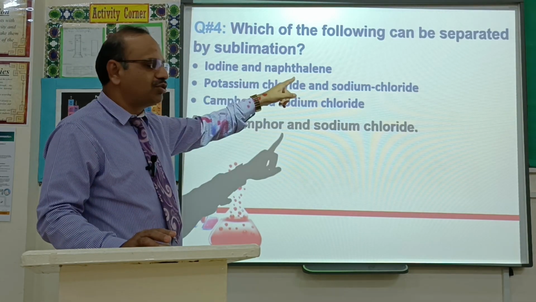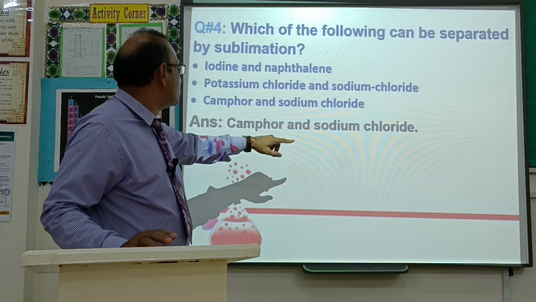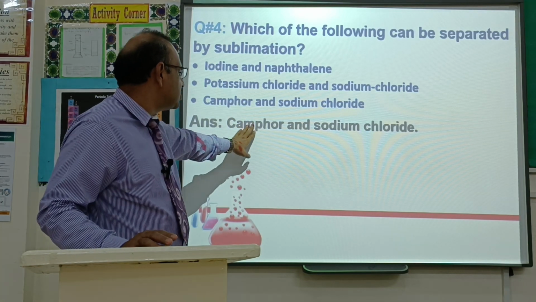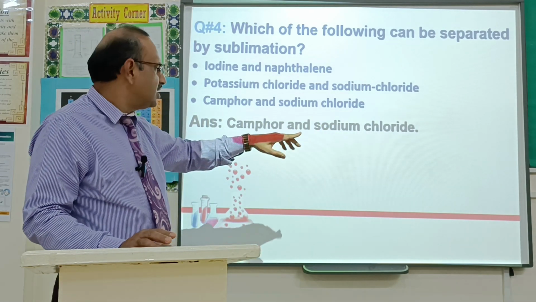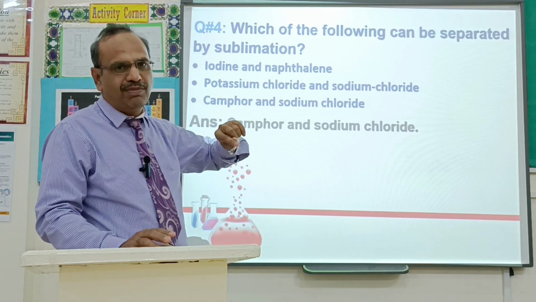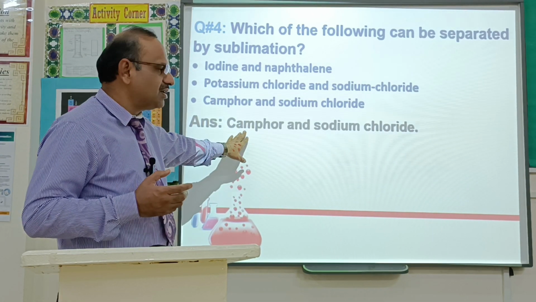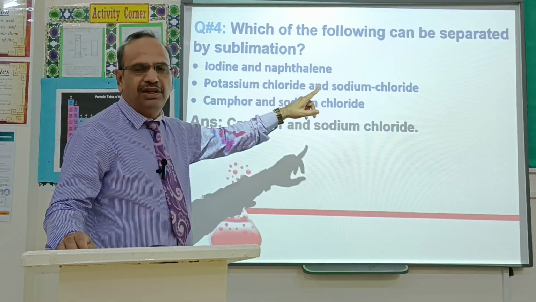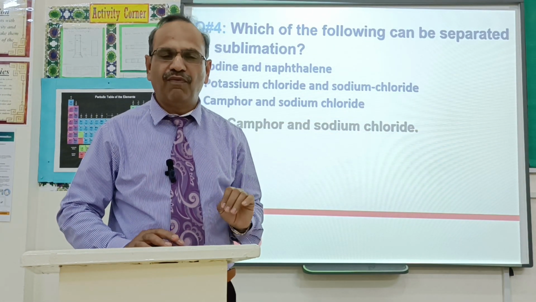Potassium chloride and sodium chloride, no. Camphor and sodium chloride, so they can be separated from one another because camphor is volatile in nature and sodium chloride is not volatile in nature. Camphor is a sublimable substance. Sodium chloride is not a sublimable substance, so it will not sublime and camphor will sublime, so we can separate them from one another. And iodine and naphthalene both are sublimable substances, so we cannot separate them from one another.